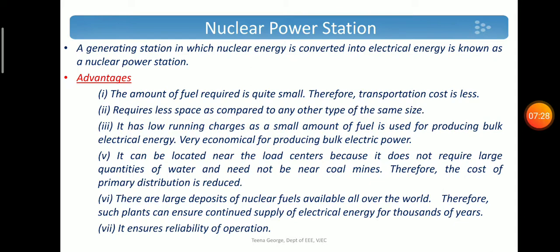Next is the nuclear power station. A generating station in which nuclear energy is converted into electrical energy is known as a nuclear power station. Main advantages are the amount of fuel required is quite small. From a small amount of fuel itself, we will get a large amount of power. Since fuel required is small, transportation cost is also less.